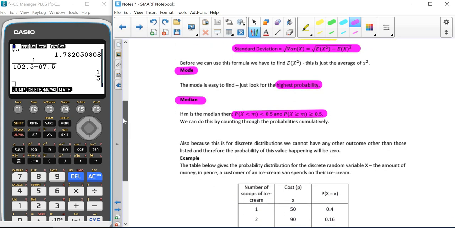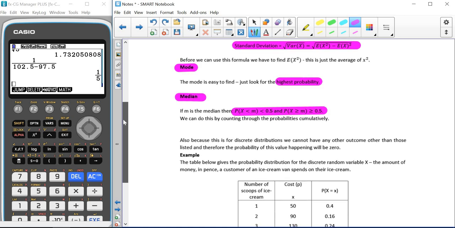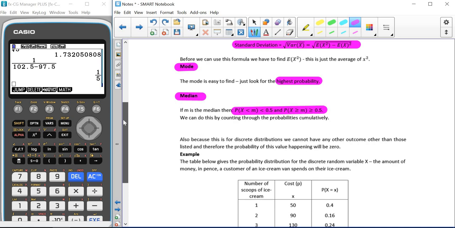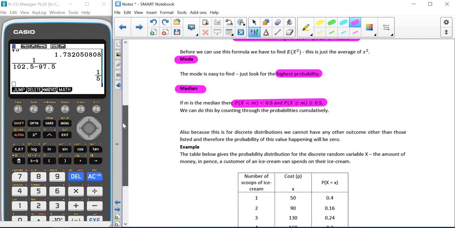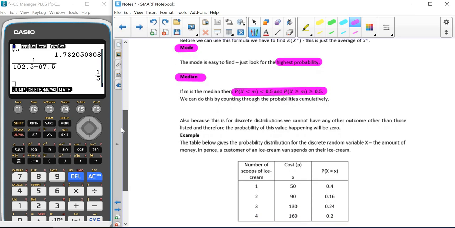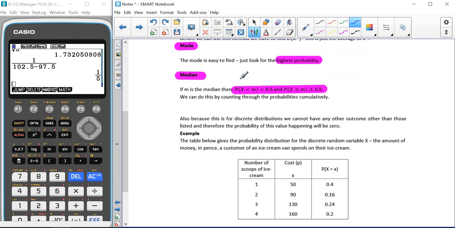Also, because this is a discrete distribution, we cannot have any other outcomes other than those listed, and therefore the probability of any other value happening will be 0. So anything that isn't in our table of values will have a probability of 0. And that also means that all our probabilities should add up to 1, which is a very good check if we have any missing values or probabilities that we're having to try and fill in.